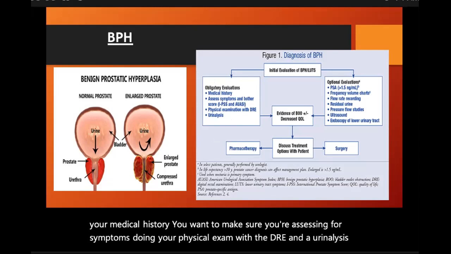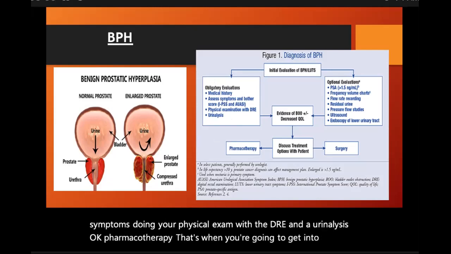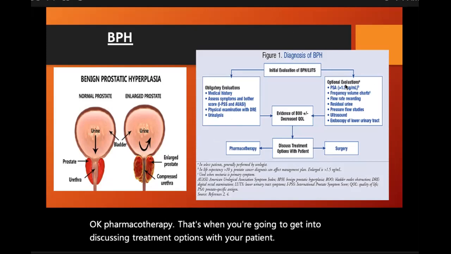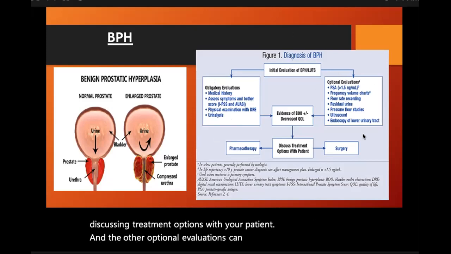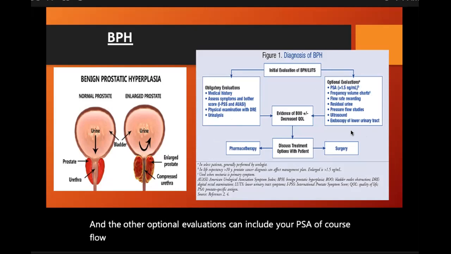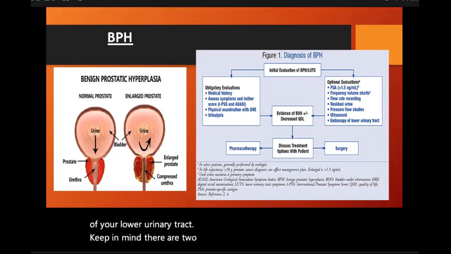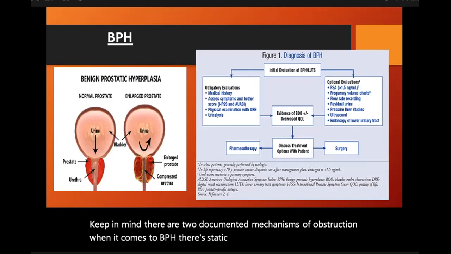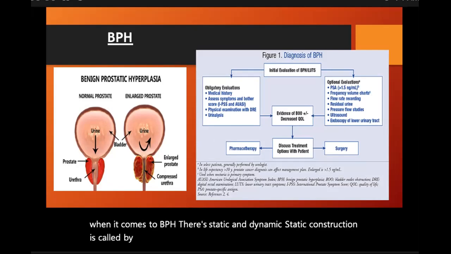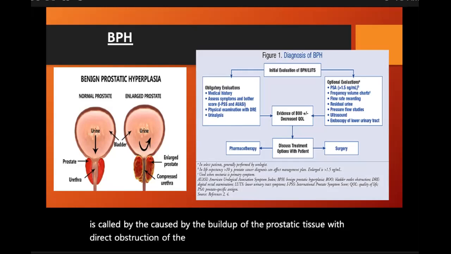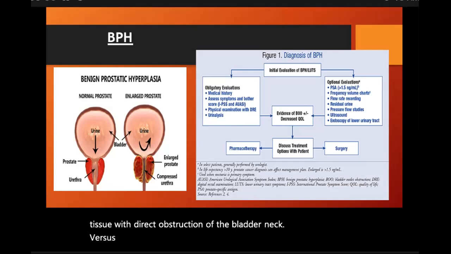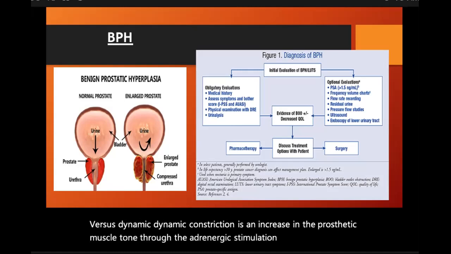Okay, pharmacotherapy, that's when you're going to get into discussing treatment options with your patient. And the other optional evaluations can include your PSA, of course, flow rate, recording residual urine, an ultrasound, or an endoscopy of your lower urinary tract. Keep in mind, there are two documented mechanisms of obstruction when it comes to BPH. There's static and dynamic. Static constriction is caused by the buildup of the prostatic tissue with direct obstruction of the bladder neck. Versus dynamic. Dynamic constriction is an increase in the prostatic muscle tone through the adrenergic stimulation, leading to constriction of the bladder neck.